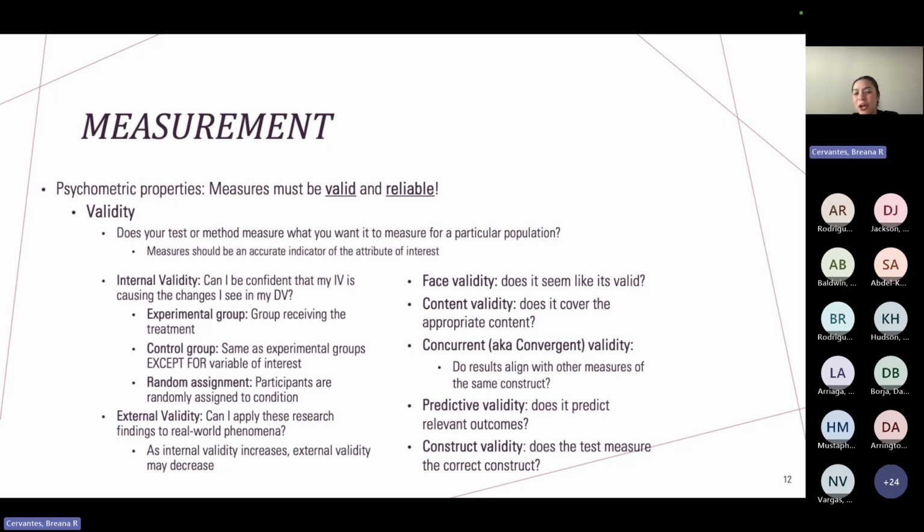Do you guys already know the difference between validity and reliability? Maybe you've heard it before. Okay, well, then I'll cover it. Validity is, does your measure actually assess the one thing that you're talking about? Is it actually measuring the construct that you're interested in? Your measure should be an accurate indicator of whatever your variable of interest is.